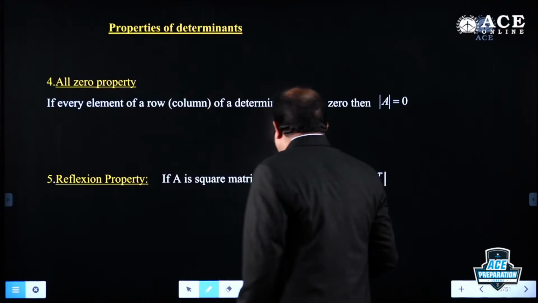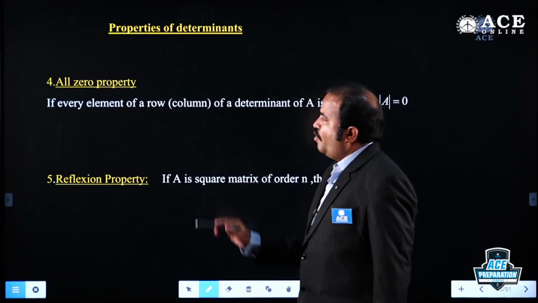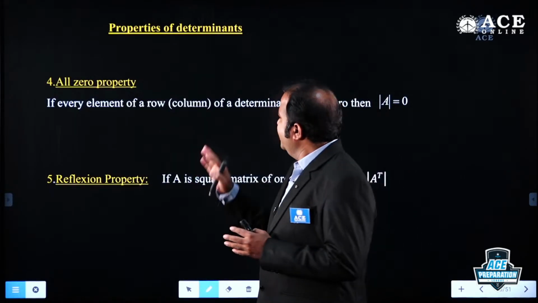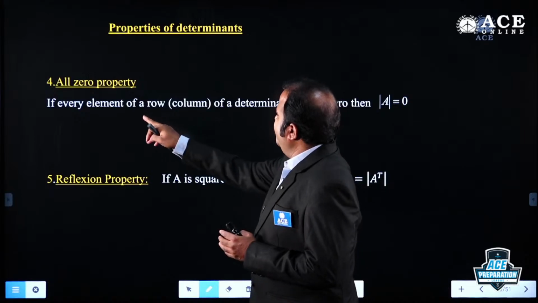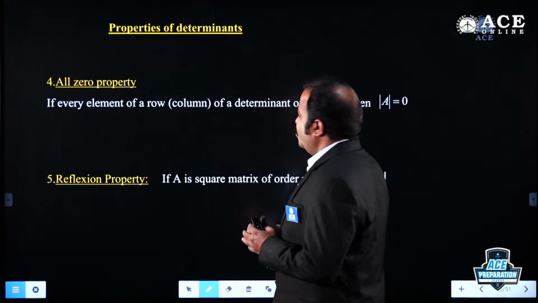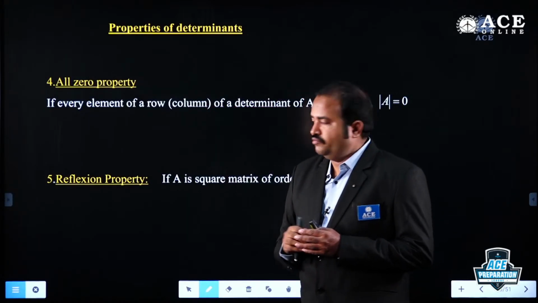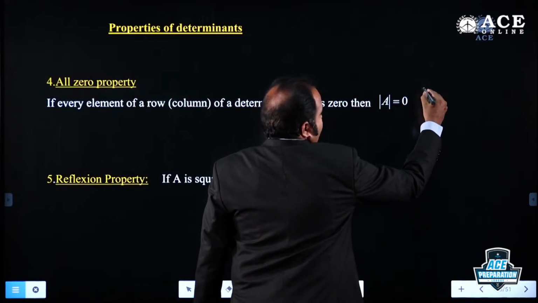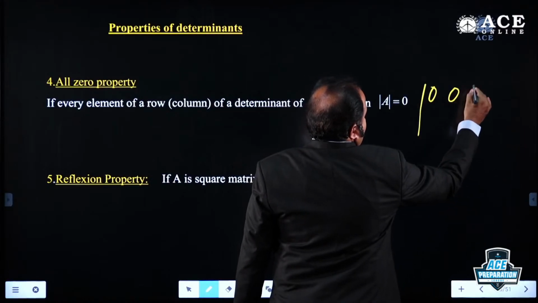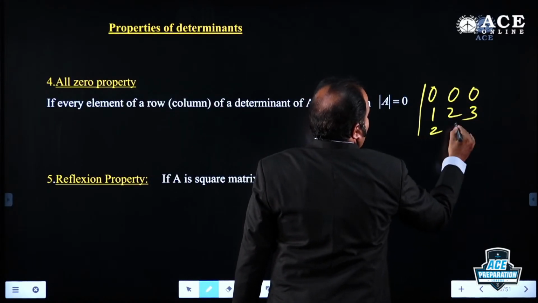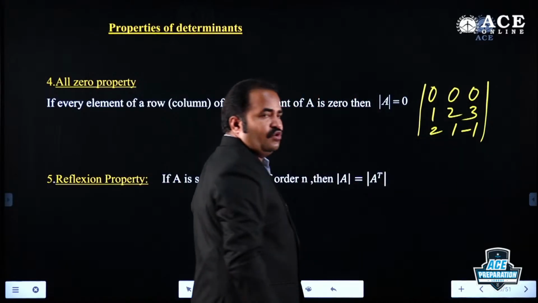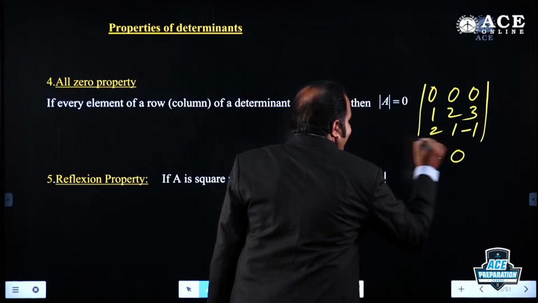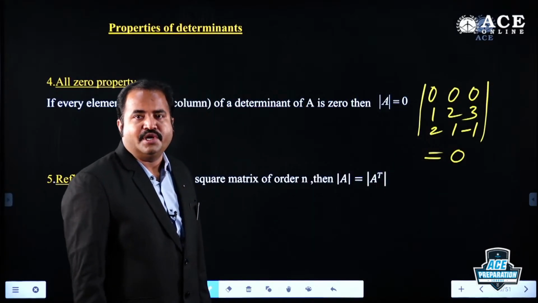Right. The next one is the all zero property. What is the all zero property? If every element of a row or column of determinant of A is 0, then det of A equal to 0. Means, for example, simply, the matrix 0, 0, 0, 1, 2, 3, 2, 1, minus 1. Look at here, the first row is completely a 0 row or not? So without any calculation, we can say directly that the determinant of this matrix is 0 only.